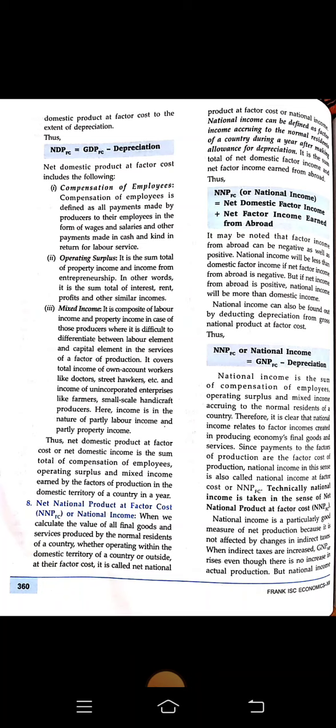Next we are having net national product at factor cost, NNP FC. So we can say that national income can be defined as factor income accruing to the normal residents of a country during a year after making allowances for depreciation. So national income, or we can say net national income, is equal to net domestic factor income plus net factor income earned from abroad. So in short, again we can say national income is equal to gross national product at factor cost minus depreciation. Okay, hopefully you understood. Thank you.